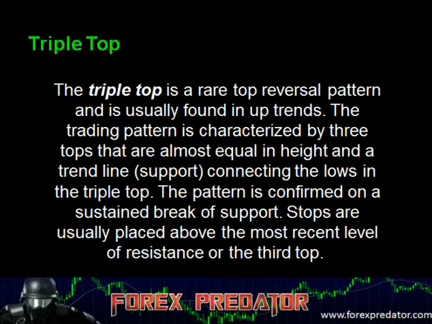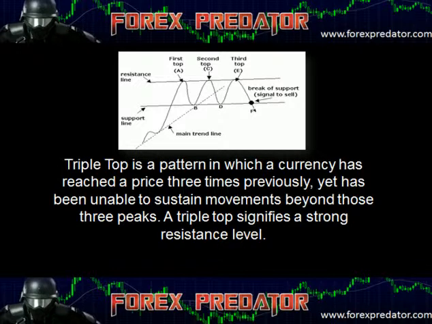And then we have the triple top. The triple top is a rare top reversal pattern and is usually found in uptrends. The trading pattern is characterized by three tops that are almost equal in height and a trend line connecting the lows in the triple top. The pattern is confirmed on a sustained break of support. Stops are usually placed above the most recent level of resistance or the third top. So as you can see, it's the exact opposite of the previous pattern we looked at, except now this is happening in an uptrend, and often means that a larger reversal is going to take place to the downside.